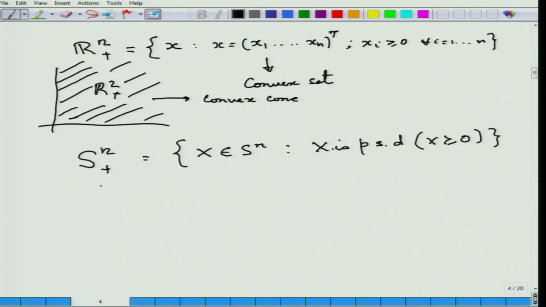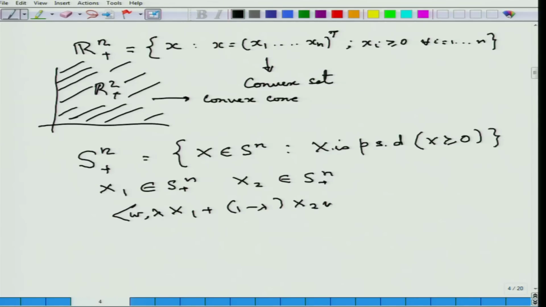You take one x1 from Sn and another x2 from Sn plus. Now, what you need to do is to show that lambda x1 plus 1 minus lambda x2 is also in Sn plus. So, you take lambda of x1 plus 1 minus lambda of x2. In order to show it is in Sn plus, we need to show that this matrix is positive semi-definite. So, what you do is just take this bilinear product.